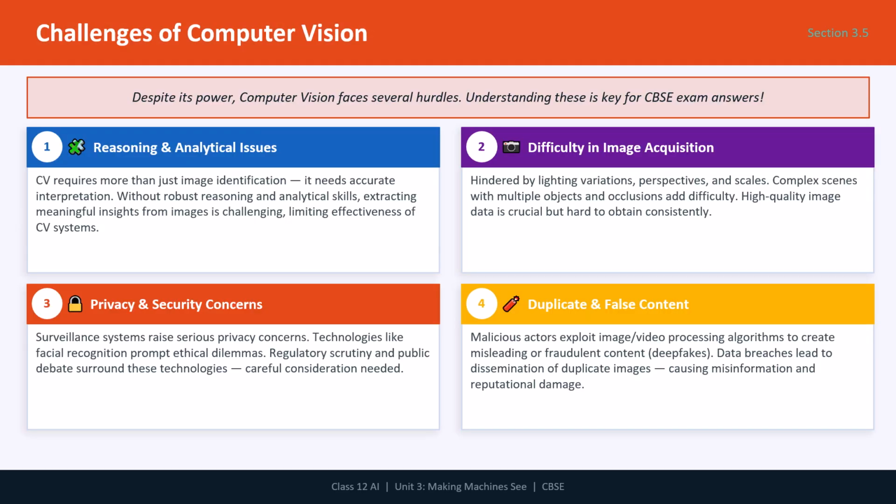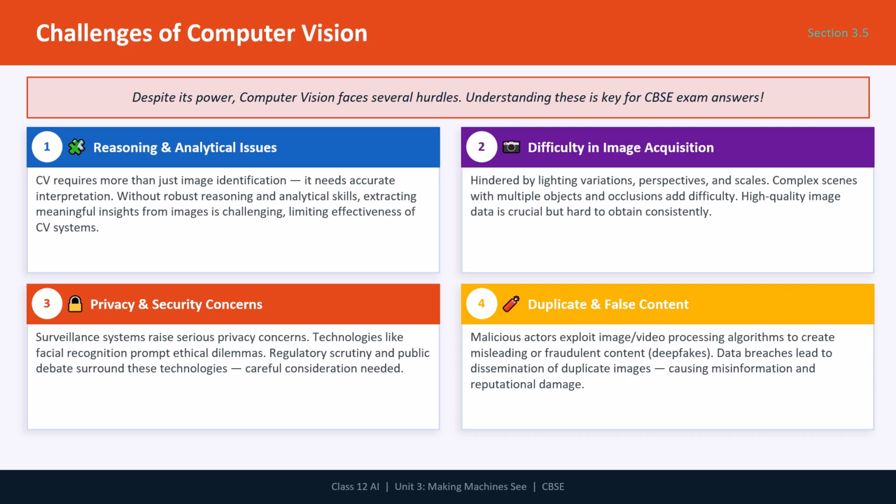Now, as powerful as computer vision is, it's not perfect. There are significant challenges. Let's go through all 4. Challenge 1. Reasoning and analytical issues. Computer vision needs more than just image identification. It needs accurate interpretation. For example, seeing a knife in an image, is that a kitchen knife or a weapon? The context matters enormously. Without robust reasoning capabilities, extracting genuinely meaningful insights becomes very difficult.